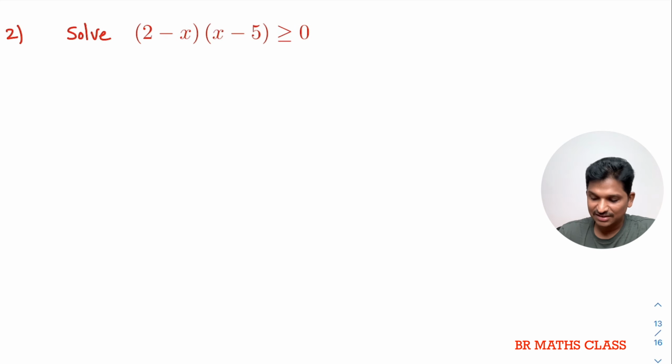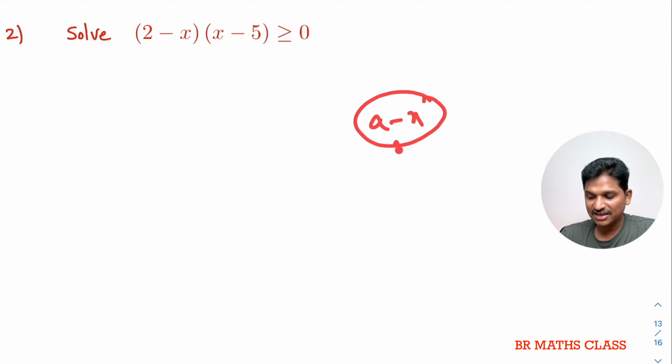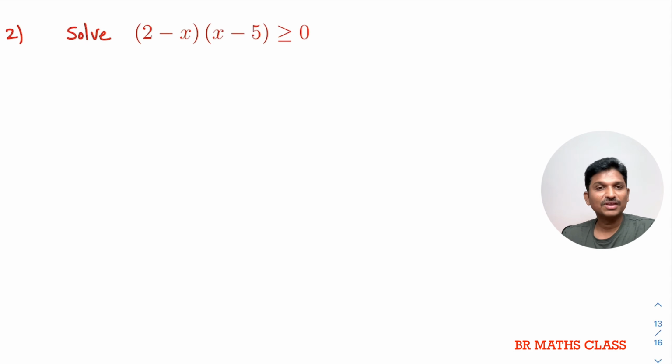You observe this question. What is there here? 2 minus x into x minus 5 greater than or equal to 0 is there. Here one problem is there. See here, this is not like x minus a form. This is like a minus x. But this can be written in the form of x minus a just by taking minus common. Okay. So what I will do here, I need to solve this inequality. First point what I observed here, if you observe this is not in the form of x minus a, but however we can write.